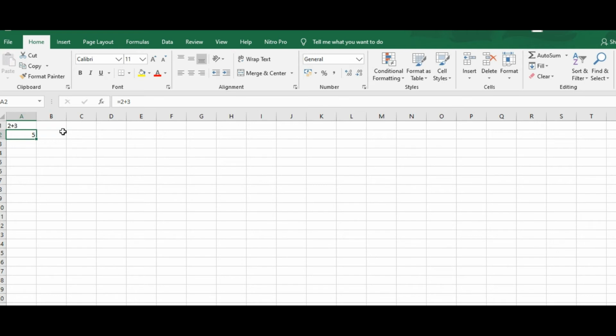When you have to enter any formula in a cell, first double click on that cell and first type the equals to sign. After that, write the operation that you want to perform, including the operators, and hit the Enter button on the keyboard to get the result.